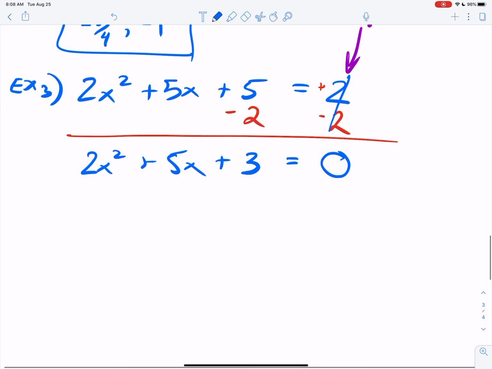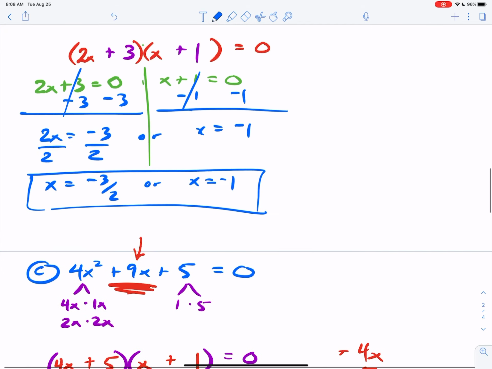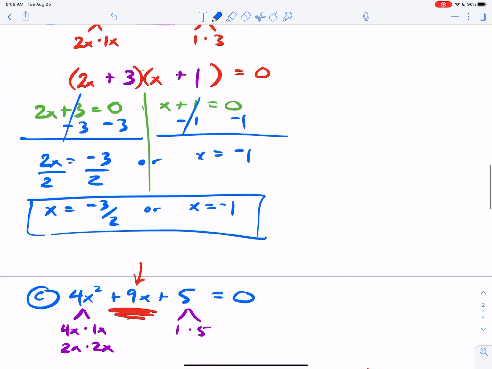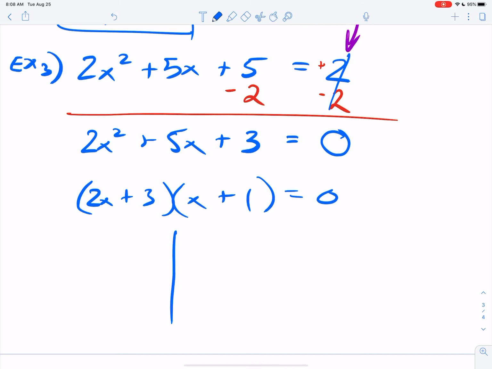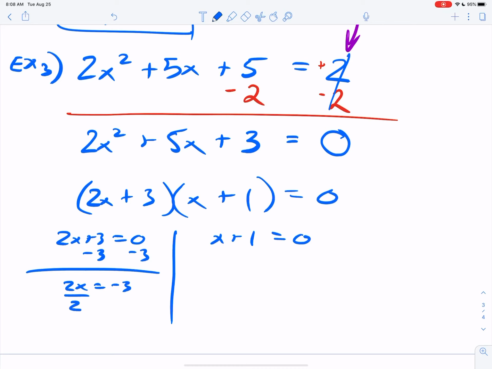Now, this problem we just did in part B of example 1, so I'm just going to speed this one up here. So when we factor, that came out to 2x plus 1 plus 3 equal to 0. And then we solve 2x plus 3 equals 0, x plus 1 equals 0, minus 3, minus 3. And again, I'm speeding through this because you guys did an almost identical problem earlier in example 2.